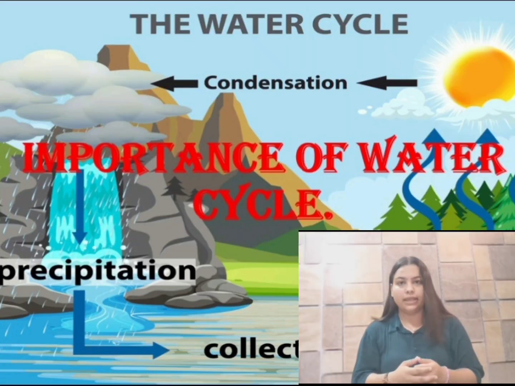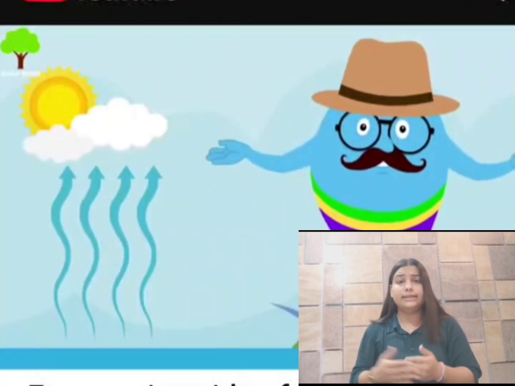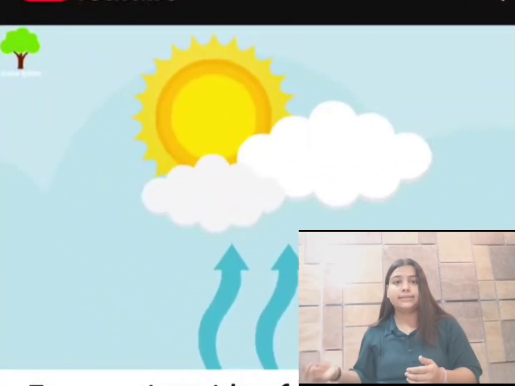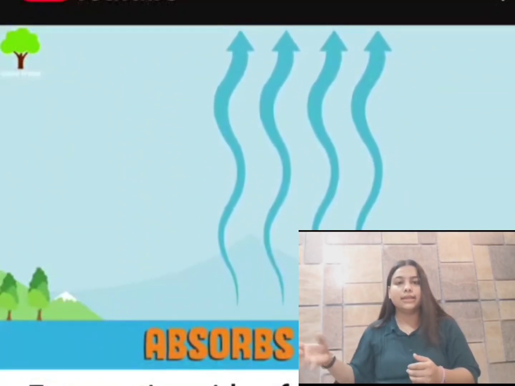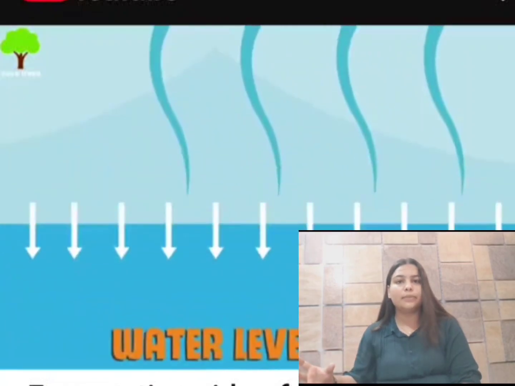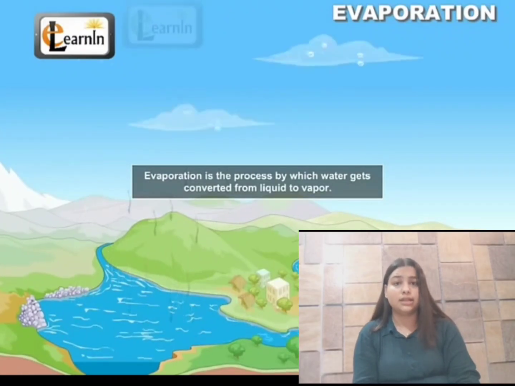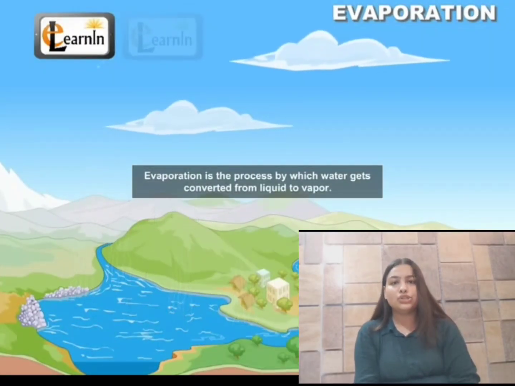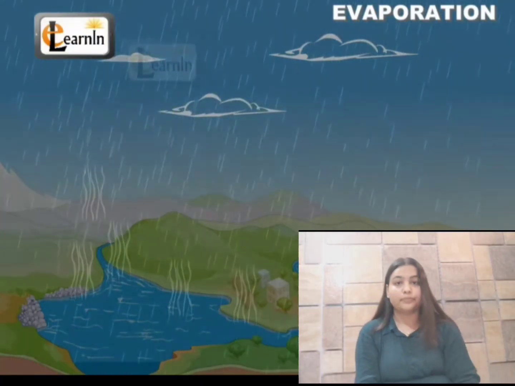So let's begin. Our first stage is evaporation. When the sun heats up, river, lake and ocean water turns into vapor and rises into the air. You can imagine it like water disappearing from a puddle on a hot sunny day, but it doesn't vanish, it just changes its form. Evaporation is the first step that keeps the water cycle moving.